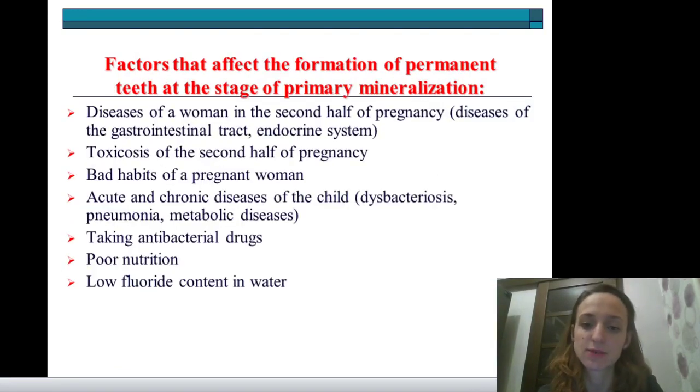Factors that affect the formation of permanent teeth at the stage of primary mineralization: diseases of women in the second half of pregnancy, diseases of the gastrointestinal or endocrine system, toxicosis of the second half of pregnancy, bad habits, acute and chronic diseases, taking antibacterial drugs, poor nutrition, and low fluoride content in water.